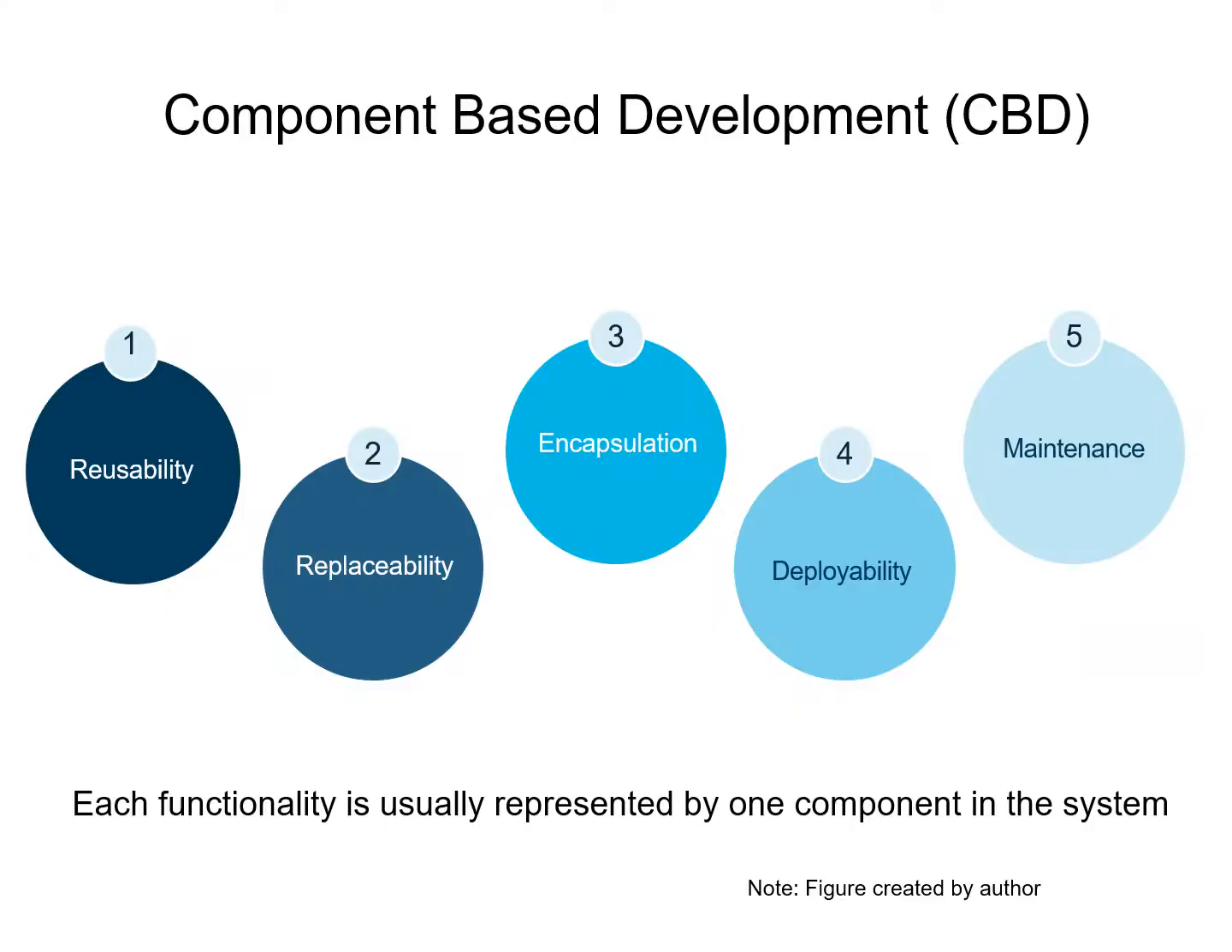A component can be any file, executable, or a library in a system. Each component usually represents key functionality in the system. Multiple components work together to make a system.